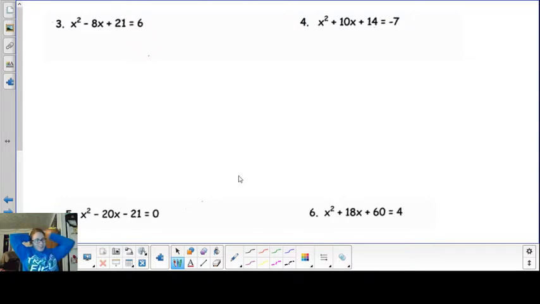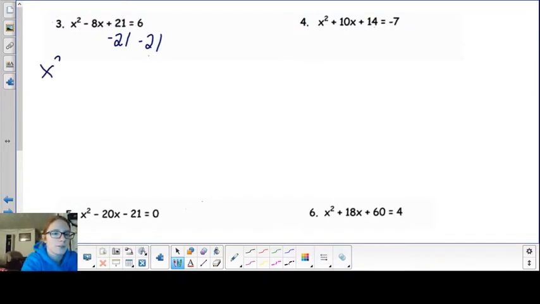First steps first is move over my constant. My constant has not been moved for me, so I have to move it. My constant's the 21. To move it, I'm going to do the opposite of what I see. Since it's positive, I'm going to subtract it. And when I move it, I'm going to leave a space like we saw before. So I have x squared minus 8x plus blank is going to be equal to, these cancel, they're gone, 6 minus 21 gives me negative 15.